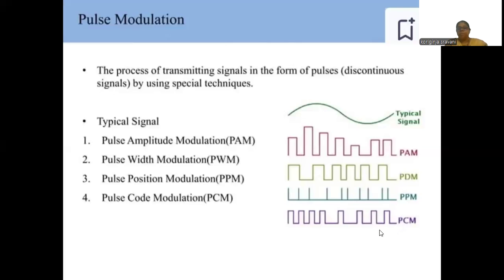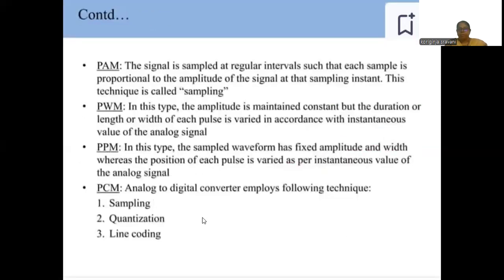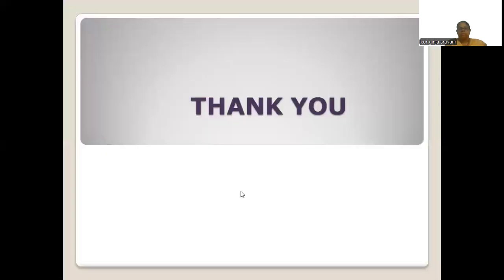And the last one is PCM, which is used to convert the analog signal to a digital signal. In this, we have three blocks: sampler, quantizer, and encoder. Sampling, quantizing, and coding we are using to convert the analog signal to a digital signal. Thank you.